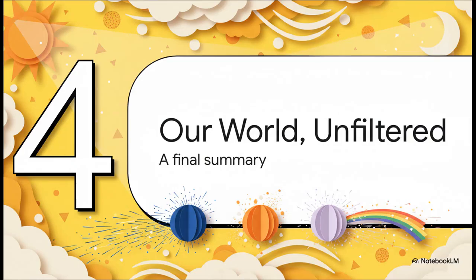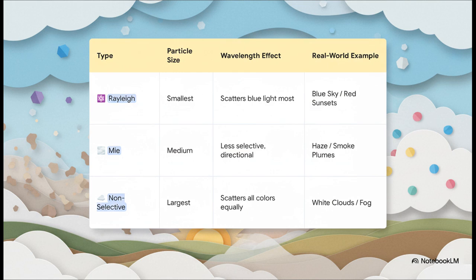Okay, let's bring this all back home and do a final, quick recap of our 3 atmospheric artists. So let's review. You've got Rayleigh scattering from the tiniest particles, giving us our blue skies and red sunsets. Then there's Mie scattering from medium particles like dust, creating that whitish haze. And finally, non-selective scattering from the biggest particles like water droplets, giving us our bright white clouds. 3 totally different processes, all working together to create the atmosphere we live in.